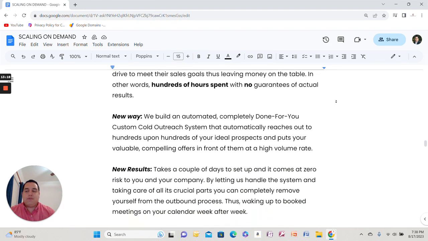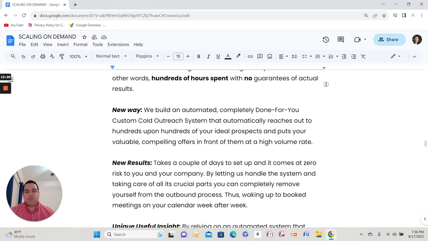So what is the new way of doing things? Automation. Our system is automated, completely done for you. It's custom. It provides cold outreach at volume, to reach hundreds upon hundreds of your ICPs through this system, which puts these strong offers in front of their eyes at a good volume rate. And it only takes a couple of days to set up. It comes at little to no risk to you and your company.